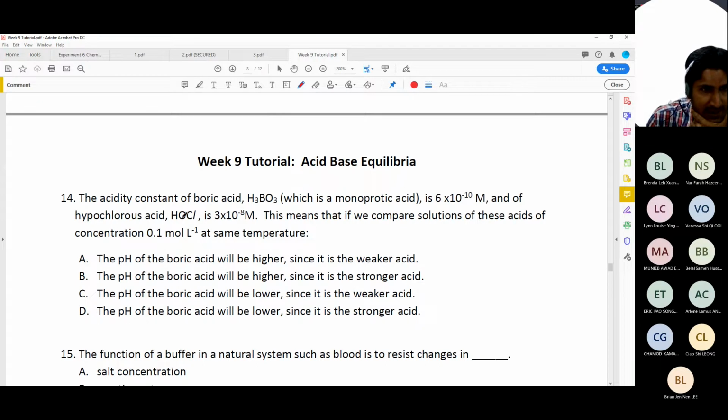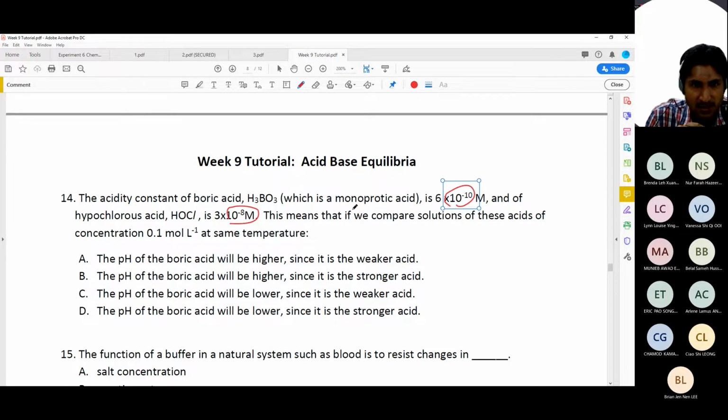Question number 14. It says that the acidity constant of boric acid, H3BO3, which is a monoprotic acid, is 6 times 10 power negative 10 molar, and of hypochlorous acid is 3 times 10 power negative 8 molar. This means that if we compare solutions of these acids of concentration 0.1 mole per liter at the same temperature, the pH of boric acid will be higher since it is weaker. So which one is the weakest acid? Boric acid, because it is 10 power negative 10, whereas the other is negative 8. Both are weak, but this is the weakest.